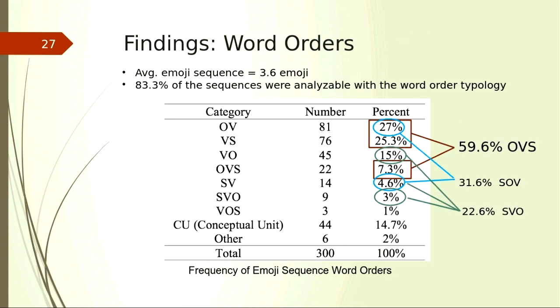Now let's look at the word order findings. So on average, the sequences were 3.6 emoji long. We were able to analyze over 83% of them using the word order typology. And the most common order of the 6 basic word orders was object, verb, subject, with just under 60%. And that included OV and VS and OVS.